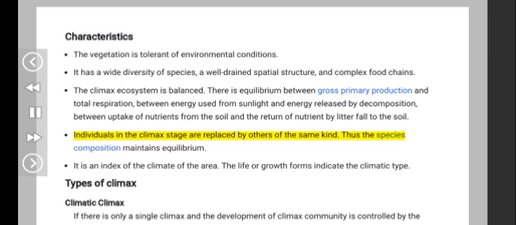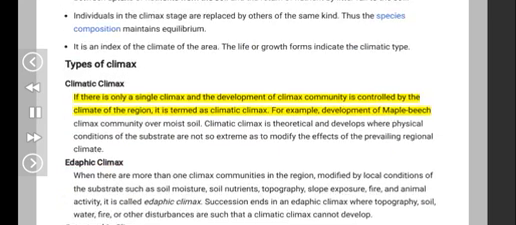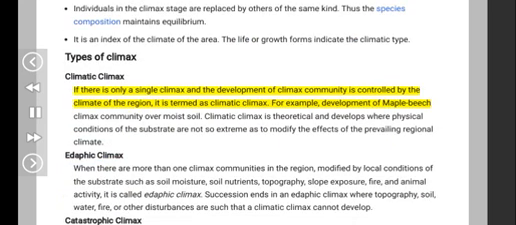Individuals in the climax stage are replaced by others of the same kind. Thus the species composition maintains equilibrium. It is an index of the climate of the area. The life or growth forms indicate the climatic type. Types of climax. Climatic climax. If there is only a single climax and the development of the climax community is controlled by the climate of the region, it is termed climatic climax.